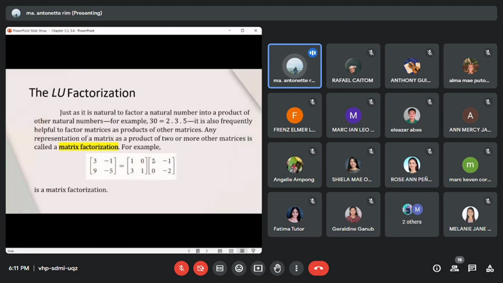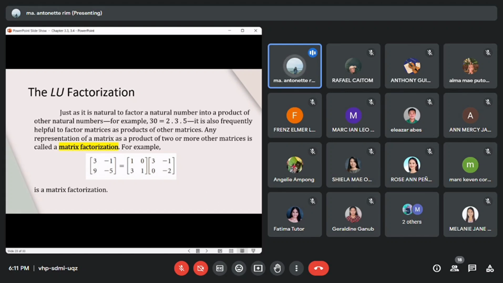So from the word factorization, of course, we find the factors of our matrix. So unsaon na siya pagkuha. So just as it is natural to factor a natural number into a product of other natural numbers, for example, 30, the factors of 30 are 2 times 3 times 5. So it is also frequently helpful to factor matrices as products of other matrices. So any representation of a matrix as a product of two or more other matrices is called a matrix factorization.